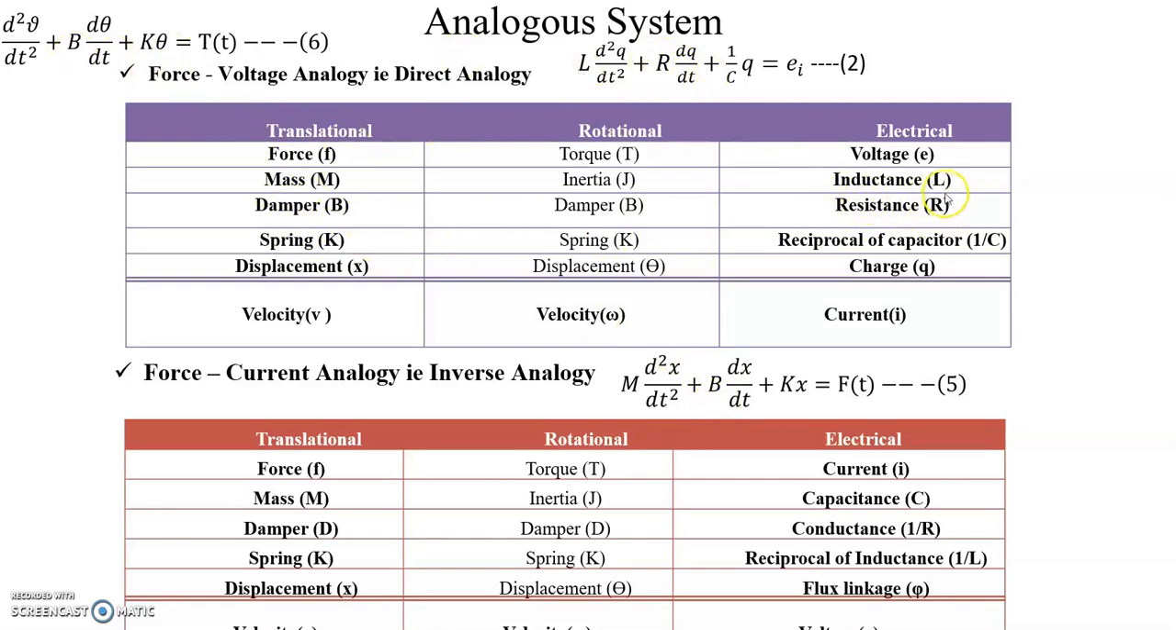You put resistance. Next one is a spring element K, here also K, and in the electrical equation 1 by C, which is the reciprocal of capacitance. For the displacement, the translational system is x and the rotational system is theta, and this one is in terms of charge. This is the velocity v, here the velocity is angular velocity, and this is the current flow through this one.